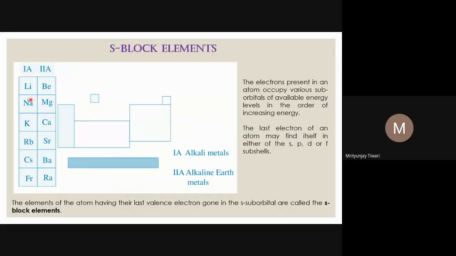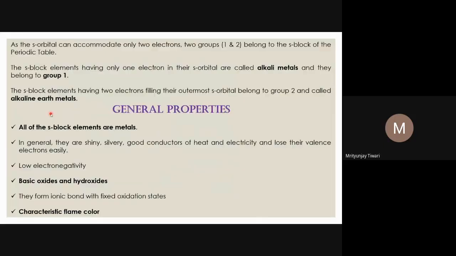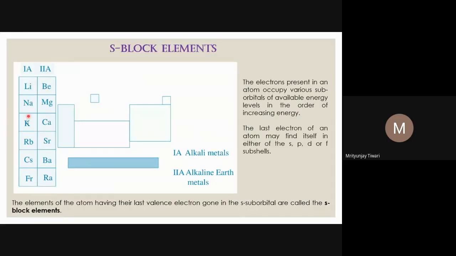And so this is what we get: the alkali metal group and the alkaline earth metal group. The S block elements having only 1 electron in their S orbital are called alkali metals. So this is the group of alkali metals. How many elements are there? 6 elements are there: lithium, sodium, potassium, rubidium, cesium, francium.